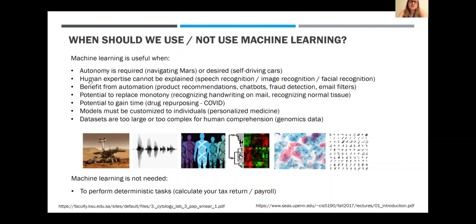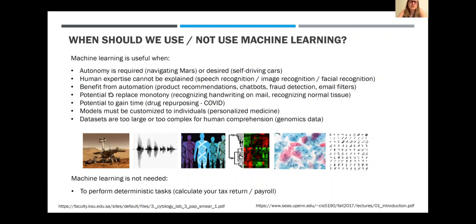There's also a situation where, believe it or not, human expertise cannot be explained. If you try to explain to somebody, how do you recognize the speech or what I'm saying right now? It's actually extremely difficult. Or how do you recognize a cat or a dog in an image? It's very difficult to explain human expertise in some of these areas. And so this is where machine learning is very useful.